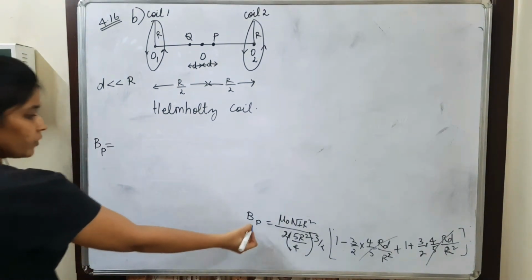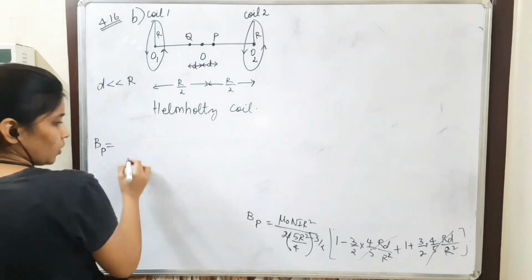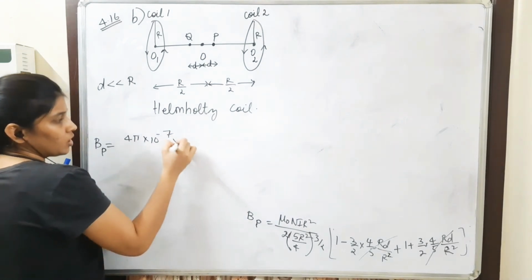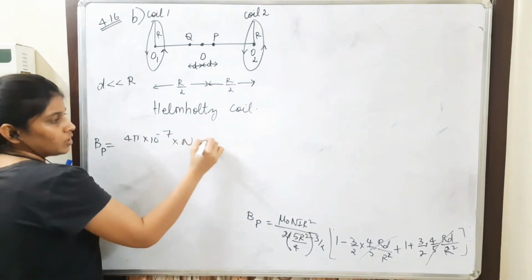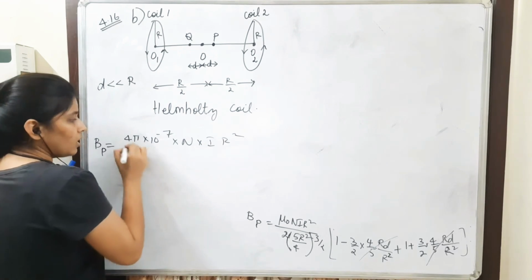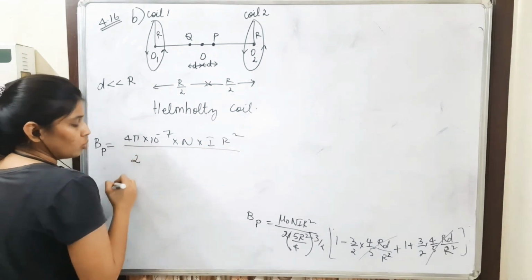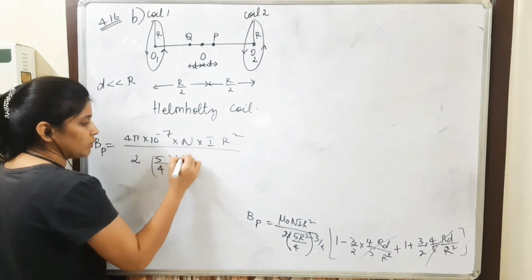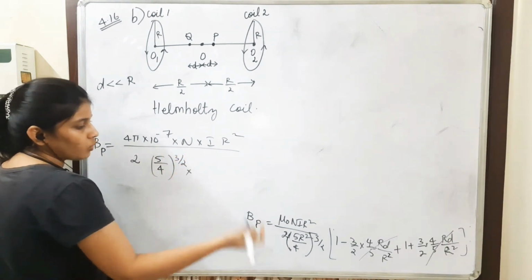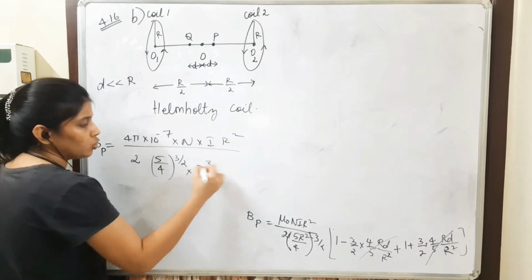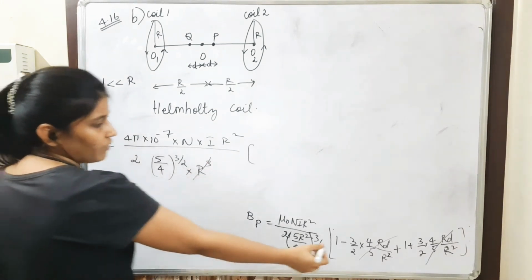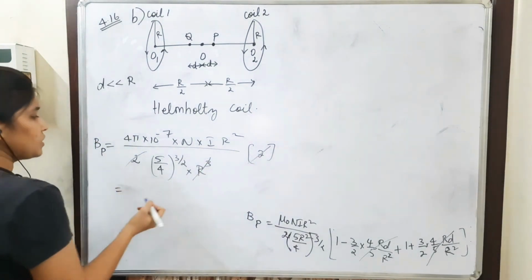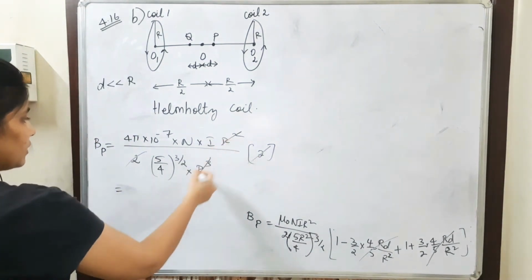So continuing from where we left, BP is equal to 4 pi into 10 power minus 7 mu naught into N, they have not given N, into I into R square divided by 2 into what is this, 5 by 4 to the power of 3 by 2 into R square to the power of 3 by 2, which is nothing but R cube. And here we are having 1 plus 1, so multiplied by 2. So this 2 gets cancelled and we will be left with 1 R here in the denominator.